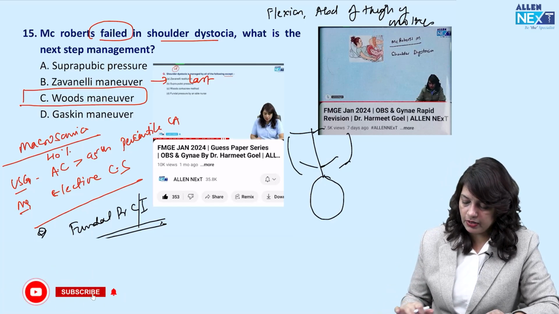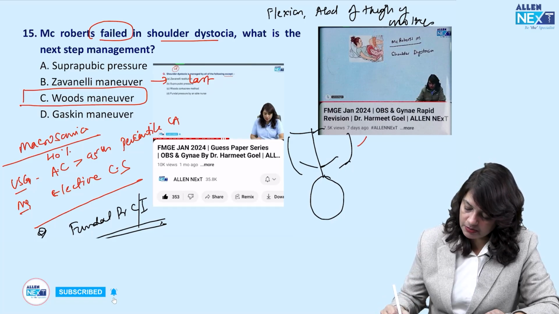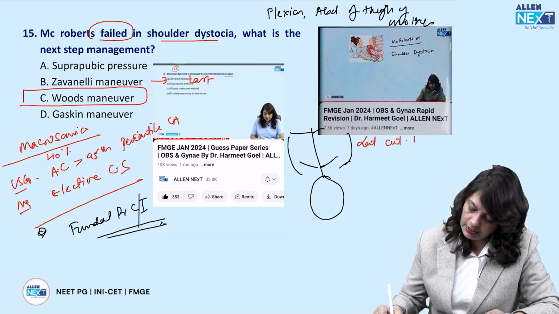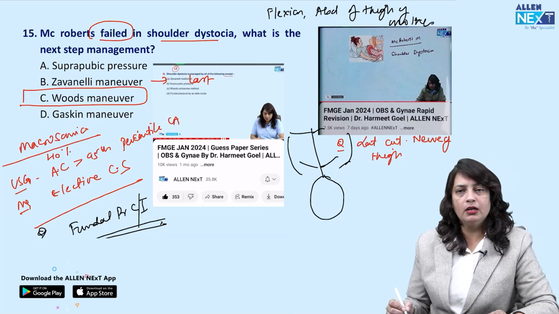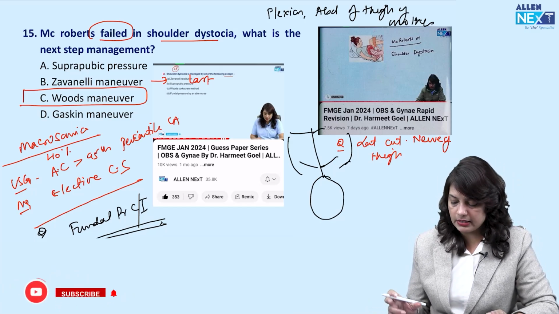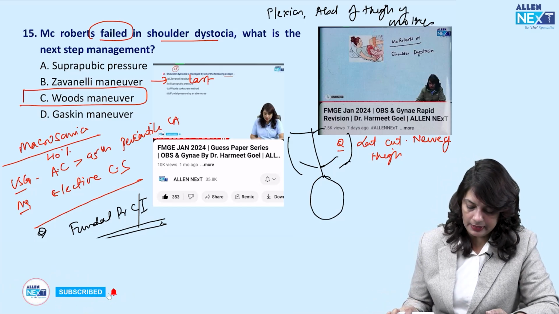Now, which nerve is injured in McRoberts maneuver? It is the lateral cutaneous nerve of thigh. This is again a PG question. Which nerve is damaged in performing a McRoberts maneuver? The lateral cutaneous nerve of thigh.